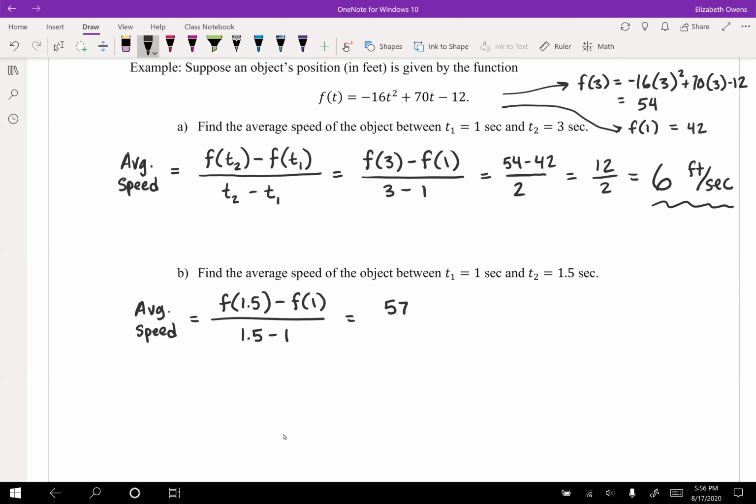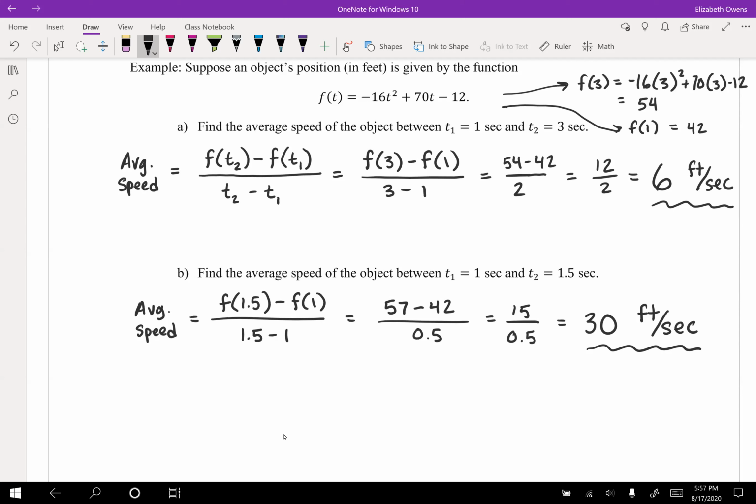Should end up getting 57. F of 1 we already calculated for the previous part. That was 42. And then we're going to be dividing by 0.5 in the denominator. So 15 over 0.5 is going to end up giving us an average speed of 30 feet per second now.